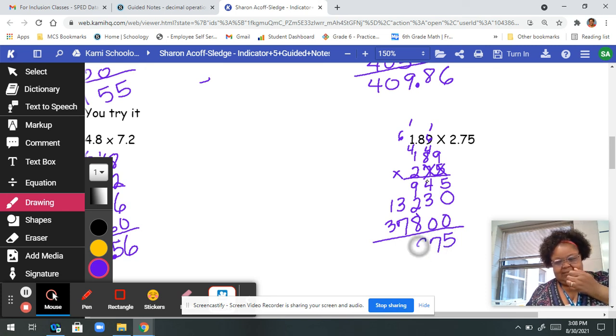10, 19, 11, 3, 4, 5. And now I have 1, 2, 3, 4 numbers. I have those two and these two behind the decimal. So I'm going to go 1, 2, 3, 4. So I'm going to put my decimal right there.